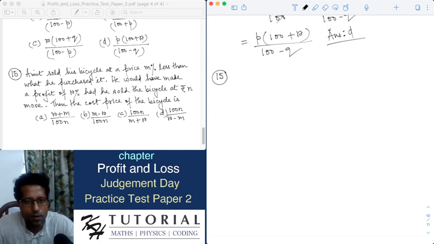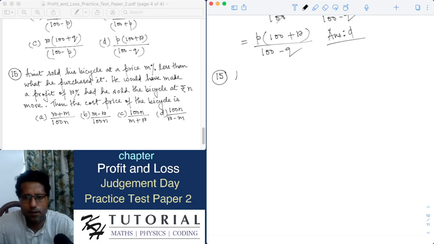Now he would have made a profit of R% had he sold the bicycle at rupees N more. Then the cost price of the bicycle is what? Amit sold his bicycle at a price M% less than what he purchased it for.